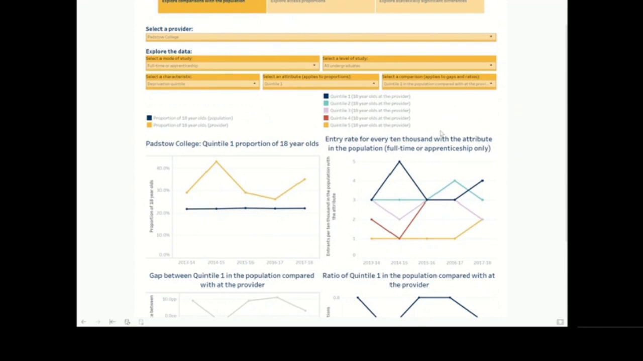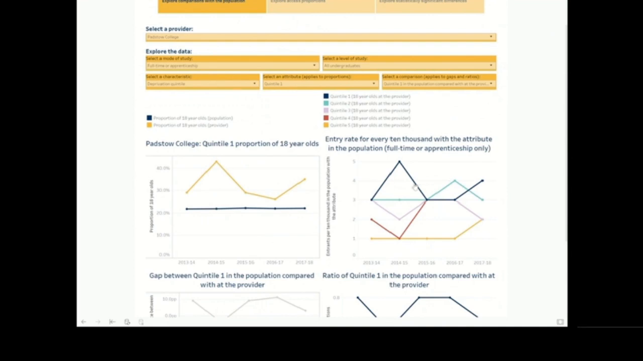The chart in the top right shows data for each attribute for the selected characteristic. In this case, we have information for each deprivation quintile at the provider. The chart gives the number of entrants at the provider for every 10,000 with the same attribute in the underlying population.